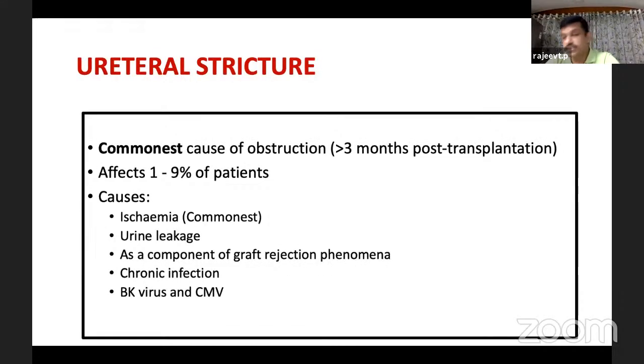Now, ureteral stricture is the most common cause of ureteral obstruction in those patients beyond 3 months post-transplantation. And it has been found in 1 to 9% of patients. Causes: again, ischemia is the most common cause. Urine leakage or sometimes delayed management can lead to ureteral stricture formation. Ureteral stricture also can be a component of graft rejection phenomena. Chronic infections can also result in ureteral stricture formation. And again, rarely it can be because of BK virus and CMV infections.